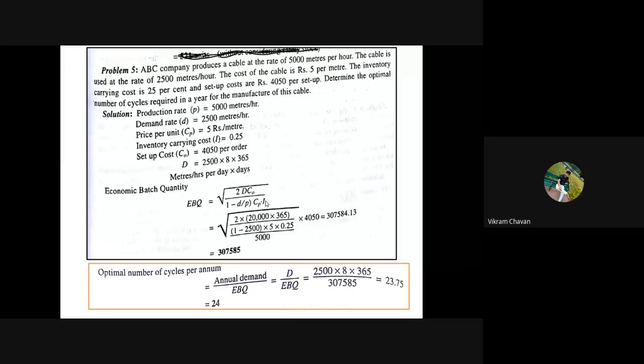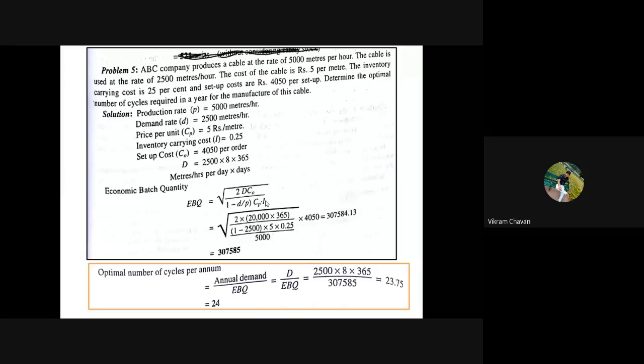The ABC company produces a cable at the rate of 5,000 meters per hour. Okay, so the production rate is provided, 5,000 meters per hour. Then the cable is used at the rate of 2,500 meters per hour. Okay, the consumption rate, or the demand, is also provided. So 5,000 meters per hour is the production rate, and 2,500 meters per hour is the consumption rate.